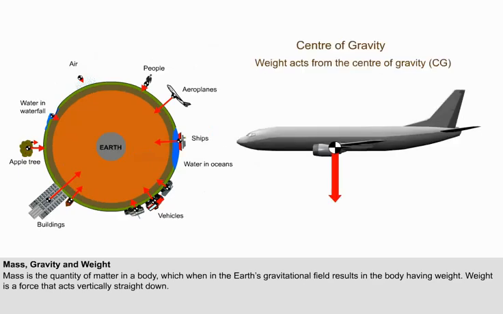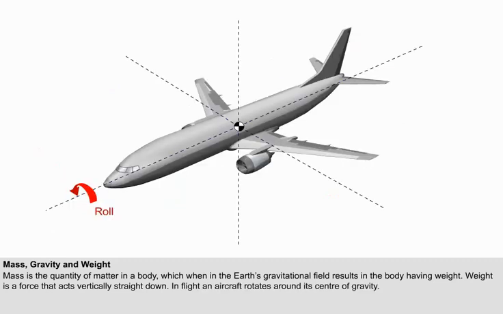The force of weight is taken to act from a single point within the body, which is called the centre of gravity. An aircraft's weight acts from its centre of gravity. For an aeroplane to maintain stable flight and have sufficient control, the aeroplane's centre of gravity must be within a safe narrow range. In flight, an aeroplane rotates about its centre of gravity. This means that the aeroplane always rolls around its centre of gravity. When the aeroplane's nose moves up or down, it is pitching around the centre of gravity. And when the aeroplane's nose moves left or right, it is yawing around the centre of gravity.